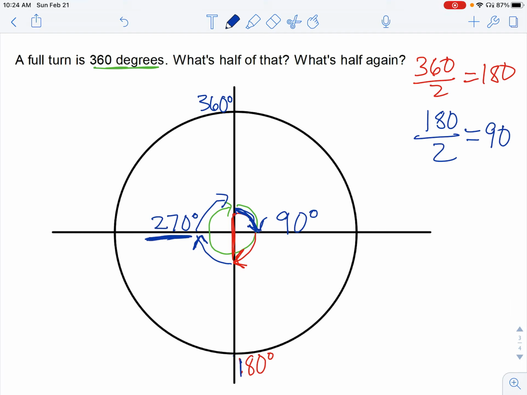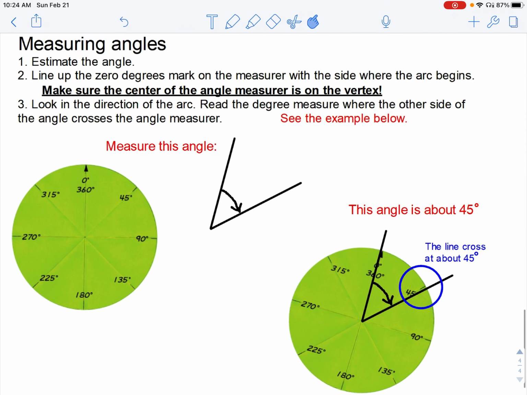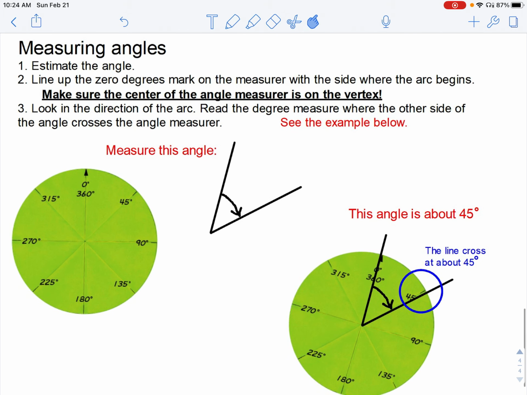Okay, so today we're going to use a special tool for measuring angles, and it is a 360 degree circle protractor, which we'll learn more about protractors later this week. But right now you will have a circle that looks like this.